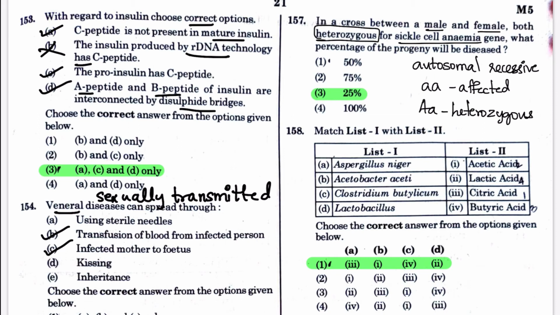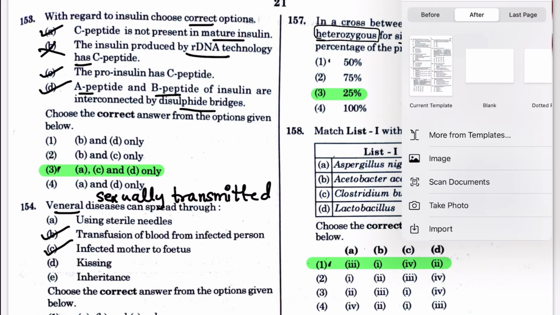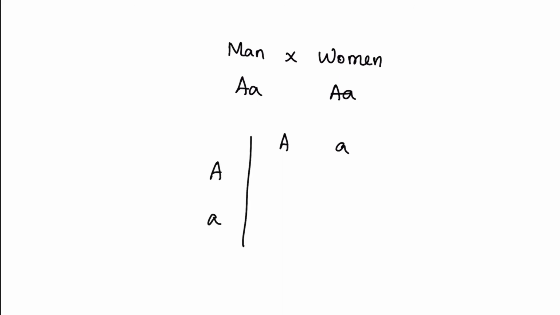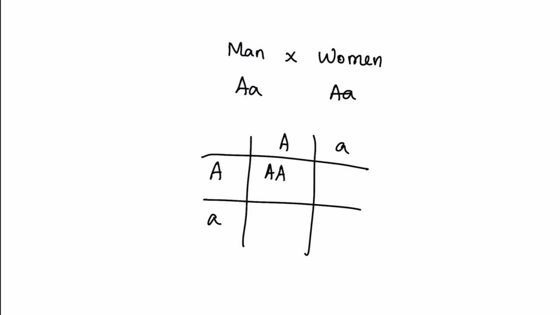Okay, so we will take this. Let me show you in another page. Okay, so both man and the woman are heterozygous, right? So capital A small a and capital A small a. So if I write in the Punnett square, okay, I'll get capital A capital A, capital A small a, capital A small a and small a small a, right? Remember, if the genotype is small a, they are affected.